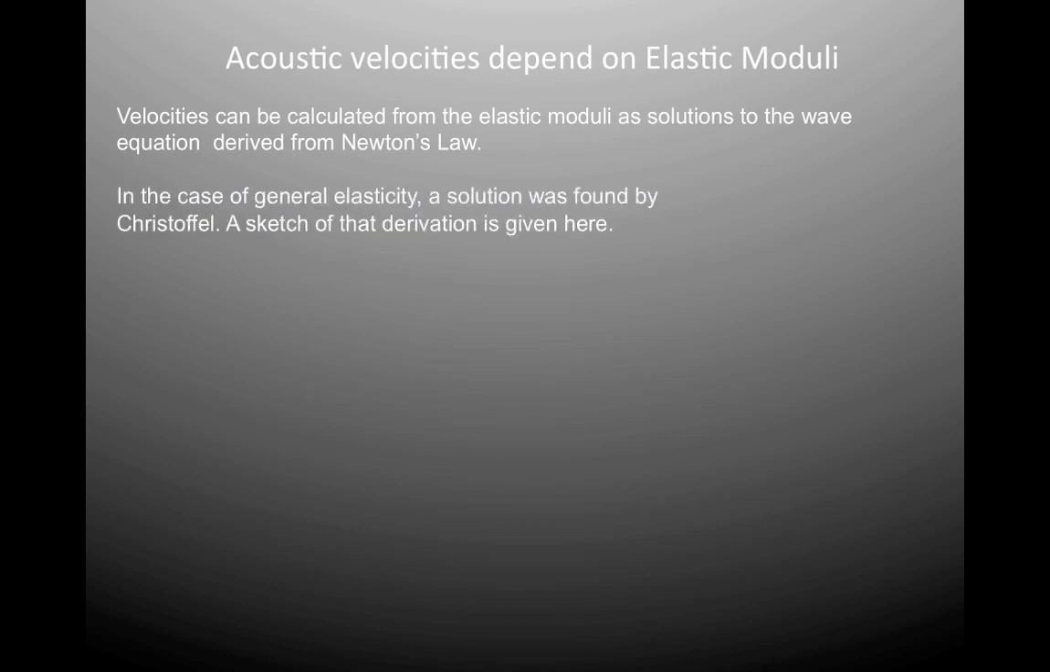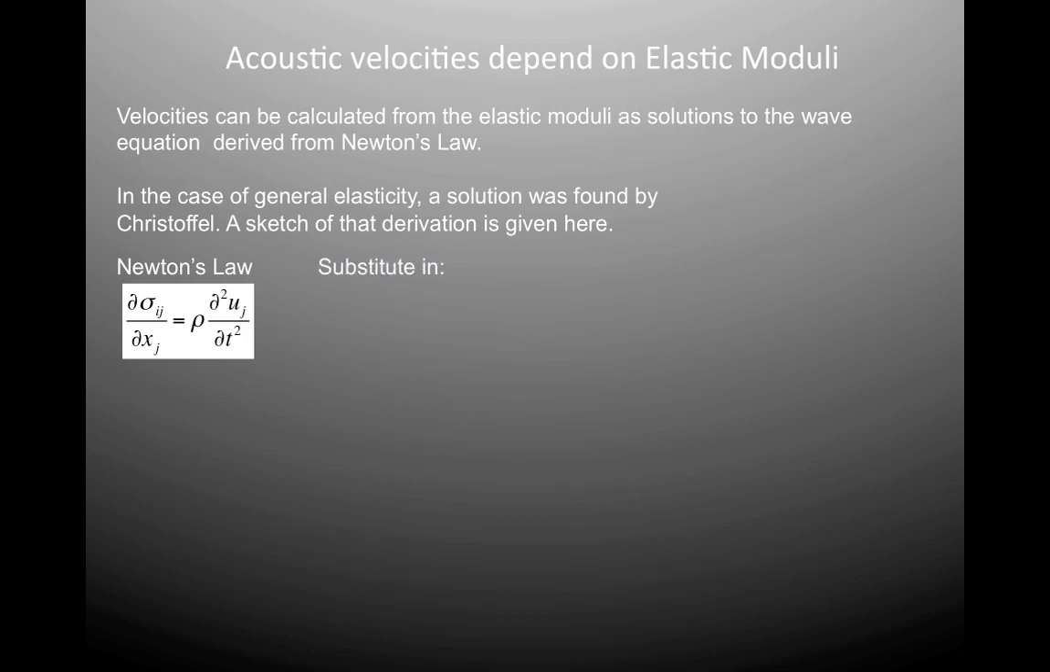In the case of general elasticity, a solution was found first by Christoffel, and a sketch of that derivation is given here. So we begin with Newton's law, which written in terms of stresses and displacements looks like this. On the left side we have a divergence of the stress, and on the right side we have the second derivative, the acceleration of the displacement multiplied by the density.